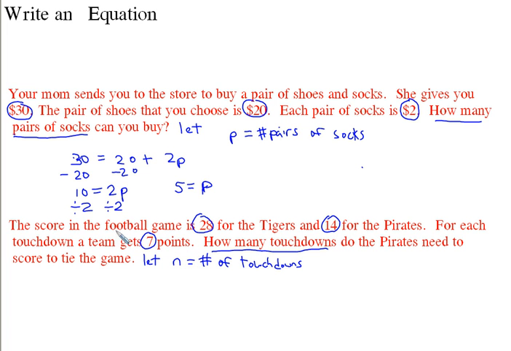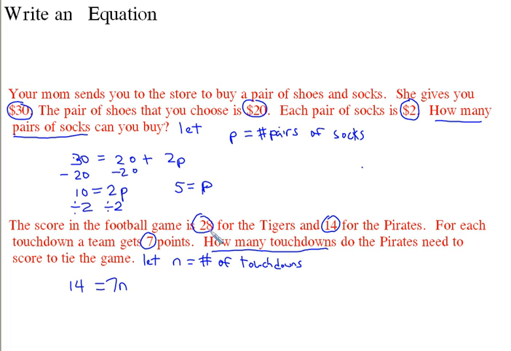So let's look at this problem quickly here. The score in the football game is 28 for the Tigers. How many more points do they need to add? They don't need to add 28 more. They need to add 28 minus 14, which in this case is just going to be 14 again. So they need 14 more points. Now, for each touchdown, they get 7 points. So that's the quick way that you might think in your head that they just would need 2.